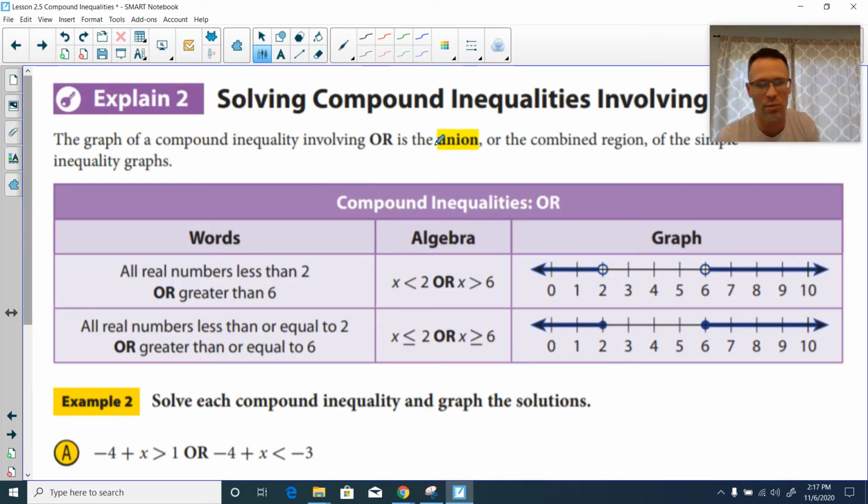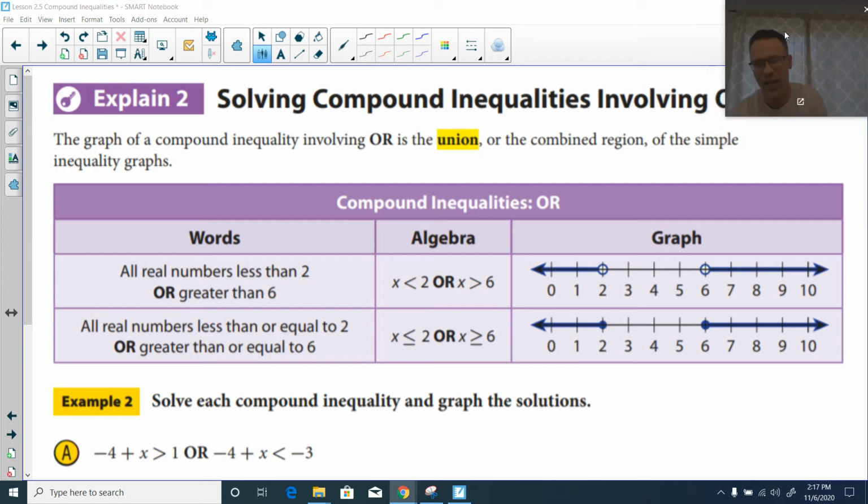All right, now talking about "or." So "or" does not eliminate any solutions, right? "Or" keeps everything.